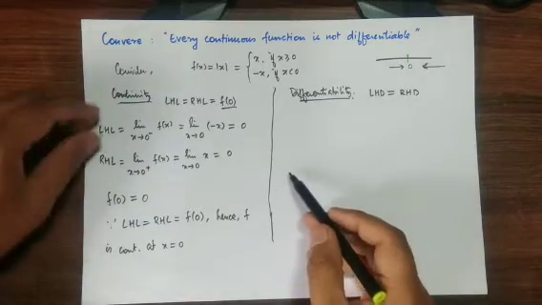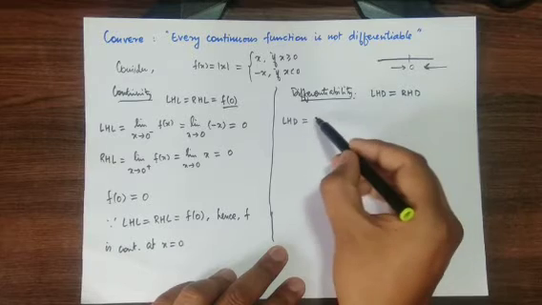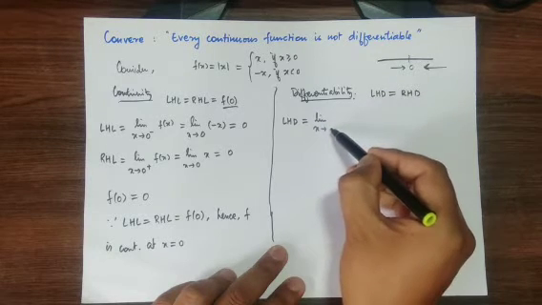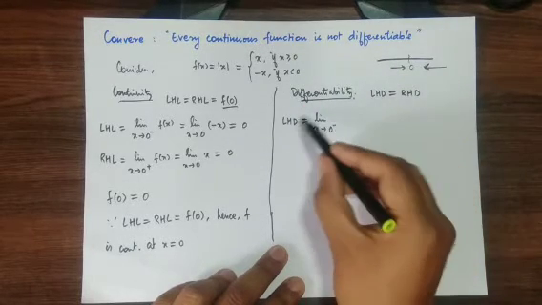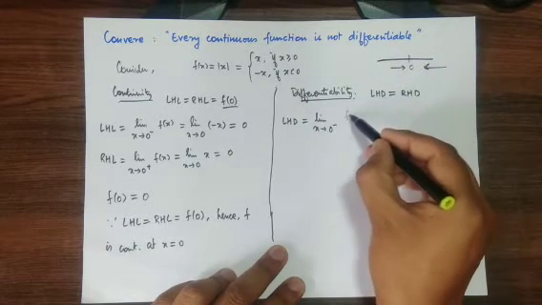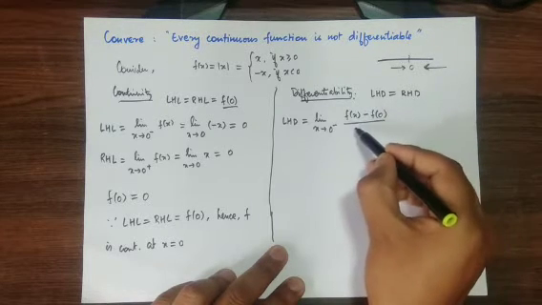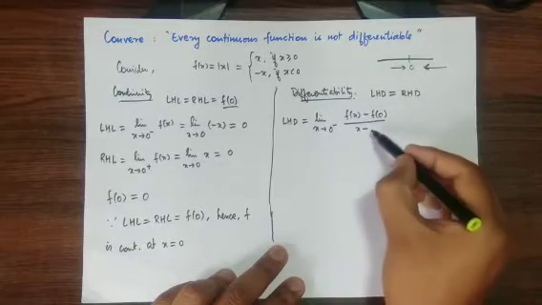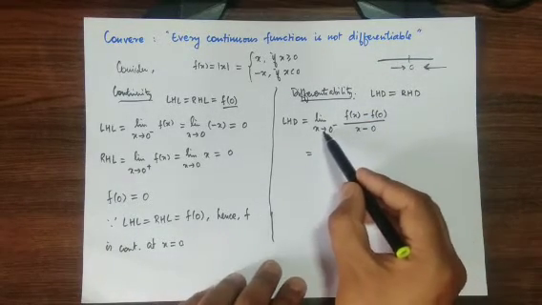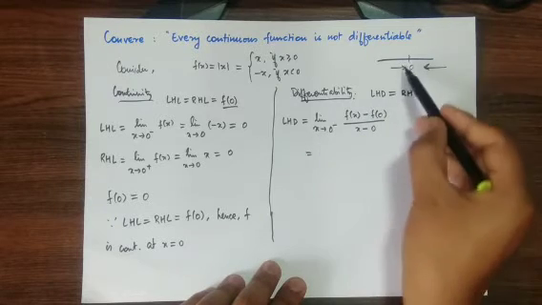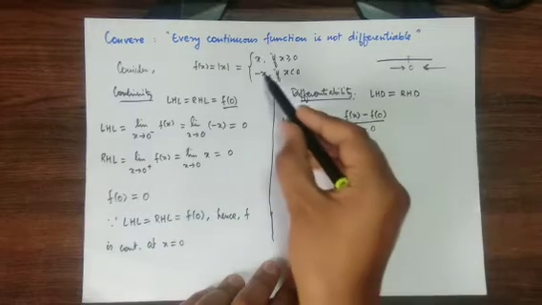Now we'll check the differentiability case. Let's find our left hand derivative. Left hand derivative means limit x tends to 0 minus, because here the function is breaking at 0 and it is the left hand limit. So we have f(x) minus f(c), f(c) means f(0), by x minus c. c is again 0, so the case is the same as earlier. When x is approaching 0 from the left side, the value of x is less than 0, so my function value will be minus x.